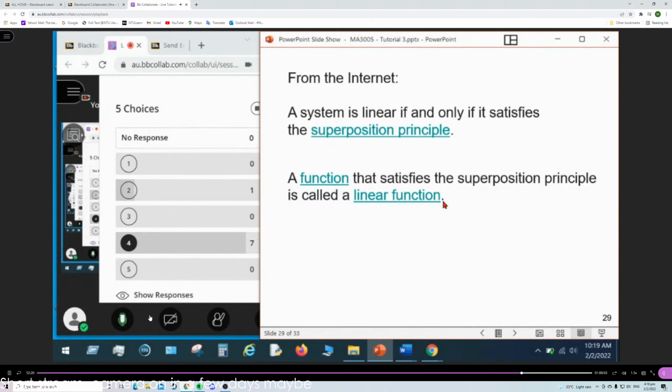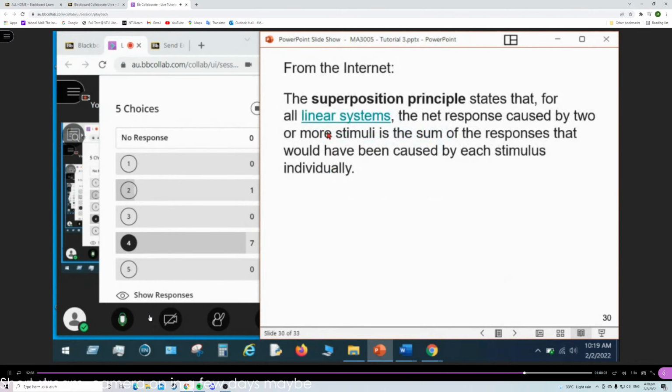I also found another definition. A linear function is similar to this: a function that satisfies the superposition principle is called a linear function. So now let us see what the superposition principle is. This is the one from the internet. You can do your own study.